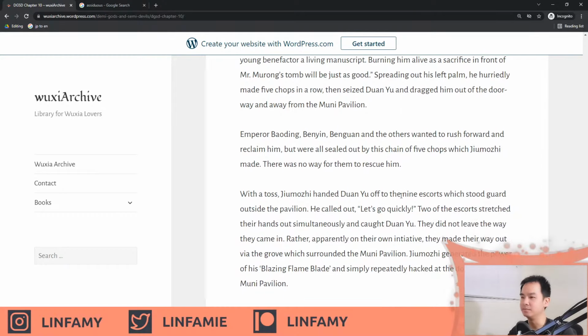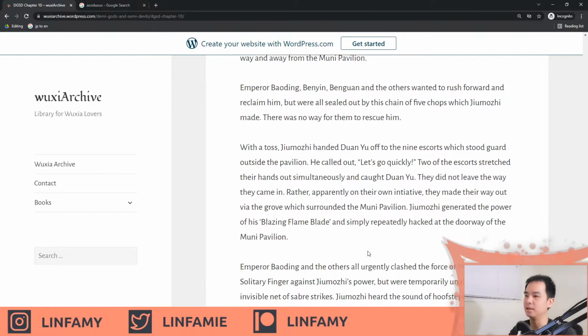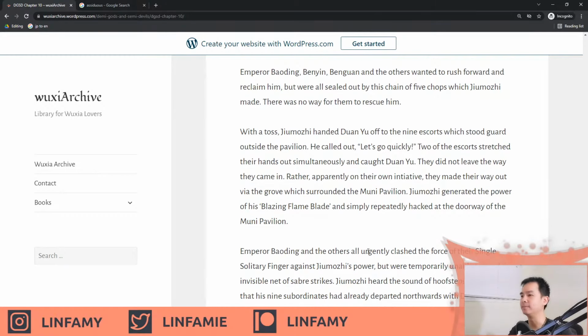Emperor Baoding, Bunyin, Bunguan, and the others wanted to rush forward and reclaim him, but were all sealed out by this chain of 5 chops, which Jiumozu made. There was no way for them to rescue him. With a toss, Jiumozu handed Duan Yu off to the 9 escorts, which stood guard outside the pavilion. He called out, "Let's go, quickly!" 2 of the escorts stretched their hands out simultaneously and caught Duan Yu.